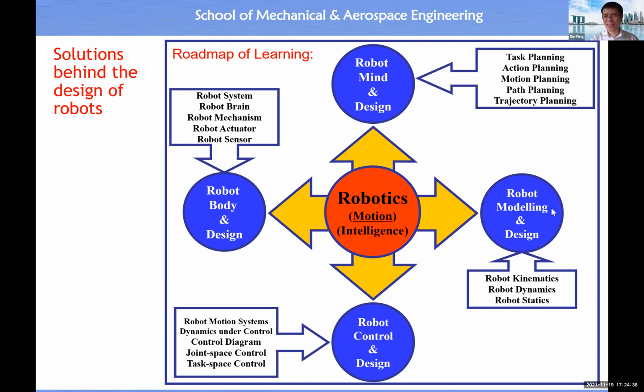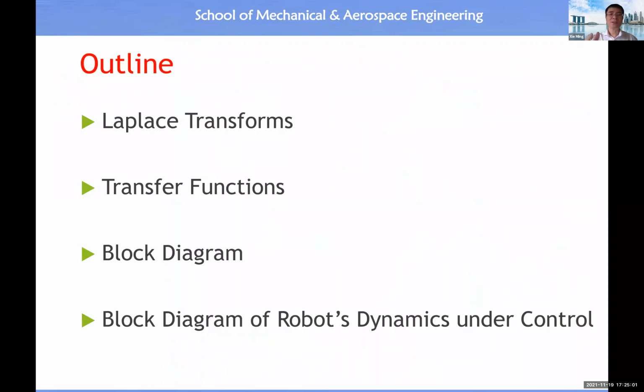Then after the study of module 3, you should be able to develop a simulator or simulation or digital twin of your robot. Now we are in the study of module 4. After the study of module 4, you should be able to design a control system for your robot. So now we enter the study of lecture 3.